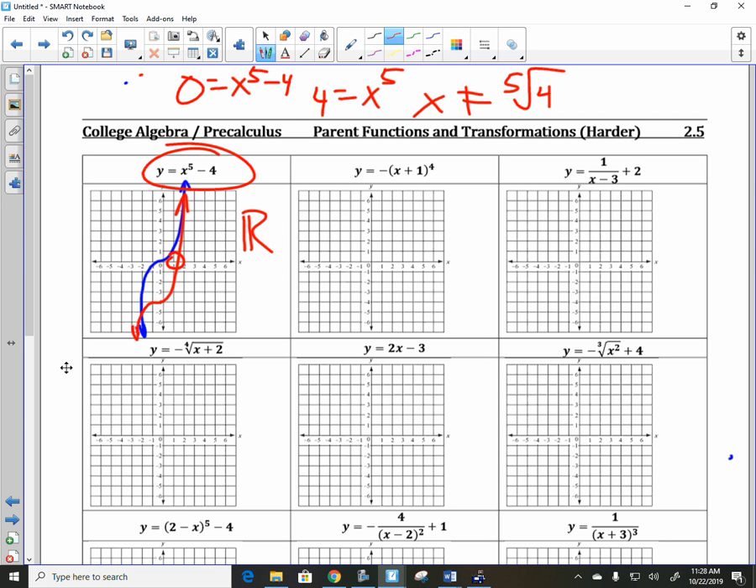Okay, negative x plus 1 to the fourth. To the fourth looks like to the second. Yeah, it's just more narrow. So the parent function looks like that. So what's this transformation going to be then? Left 1? Upside down. Sweet. All real numbers.